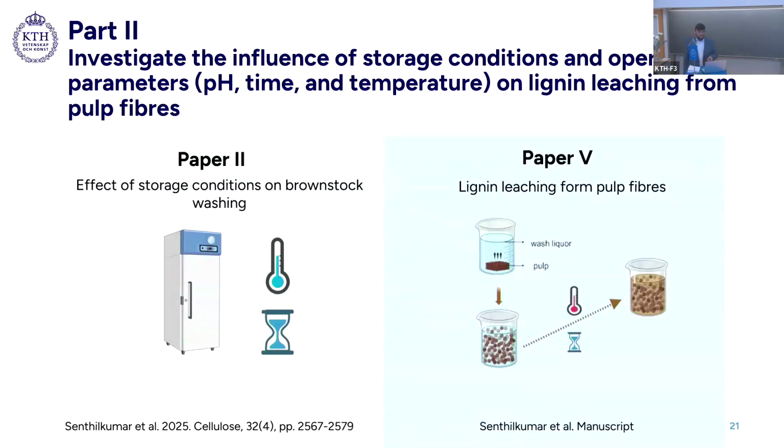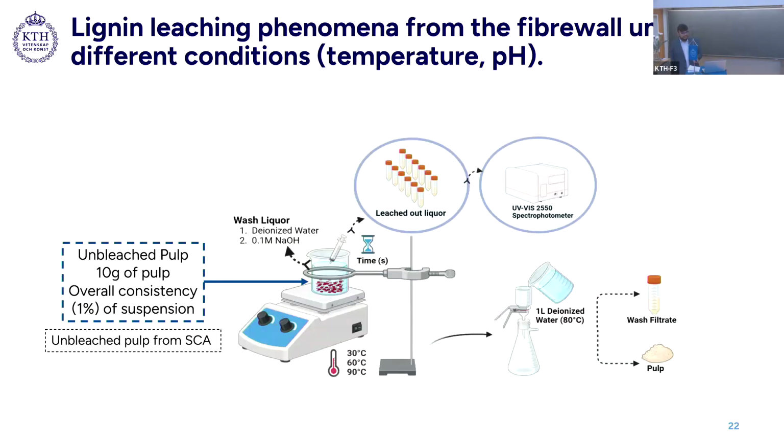And then we can look into paper 5, which studied lignin leaching from pulp fibers under different conditions. Here, unbleached pulp from industry was used. They were suspended in a pulp wash liquor with deionized water and alkaline, in separate experiments with 3 different leaching temperatures, which were 30 degrees Celsius, 60 and 90.